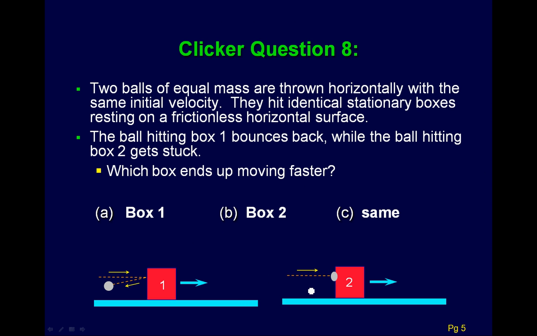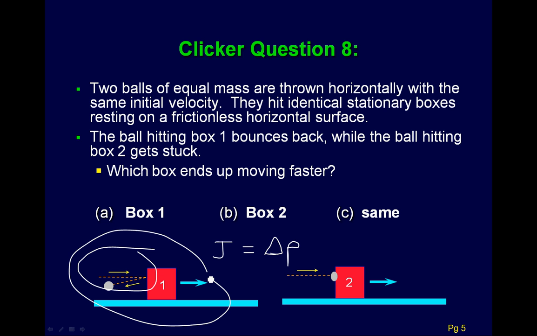Another problem that was very tricky was this idea of throwing two balls, where one bounces off and one sticks. We wanted to know which one will make the box move faster afterwards. The way we talked about this in class is that when the ball bounces, it delivers more impulse, and impulse equals the change in momentum. Because of that, this one will move faster, because if it gains more momentum, it'll have a bigger speed.